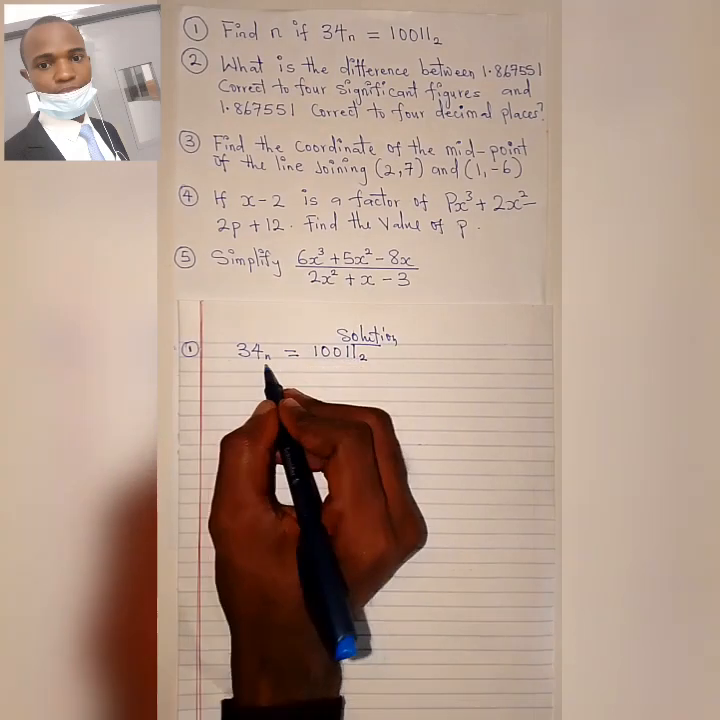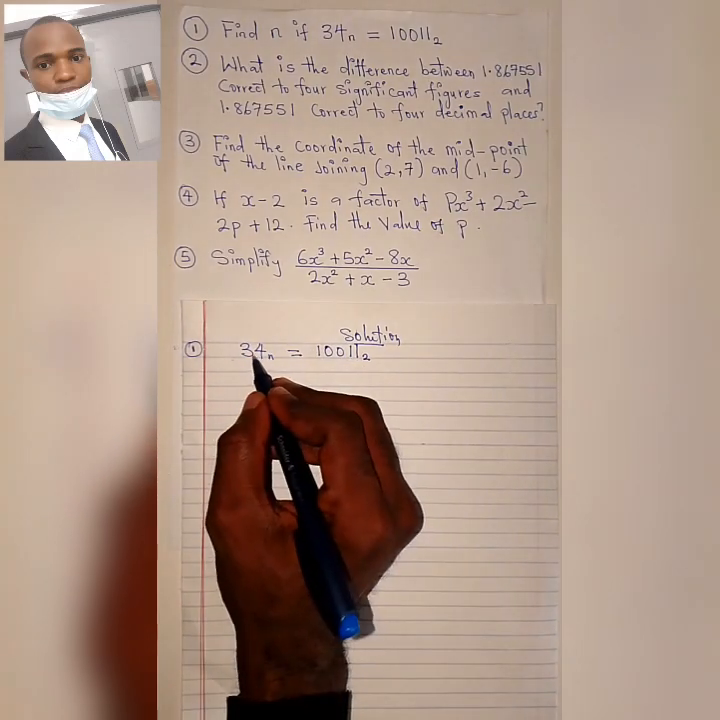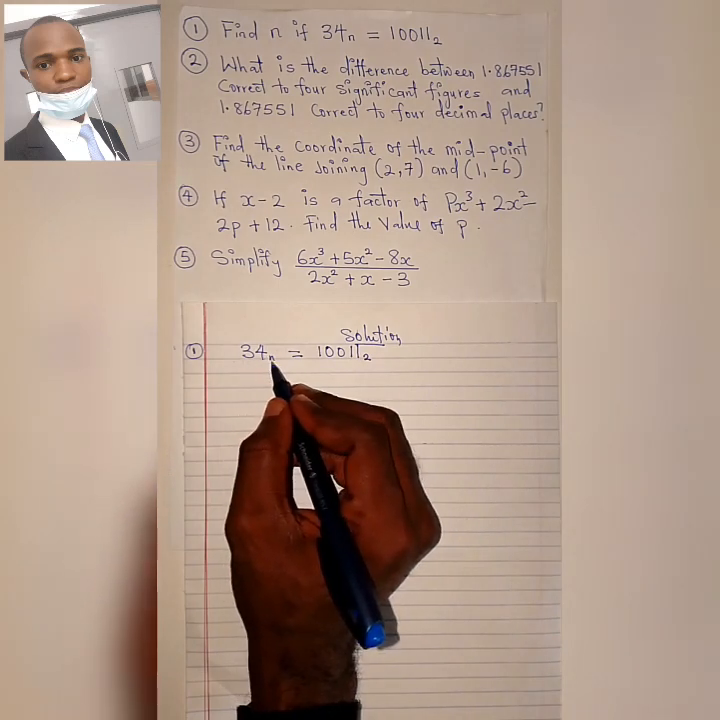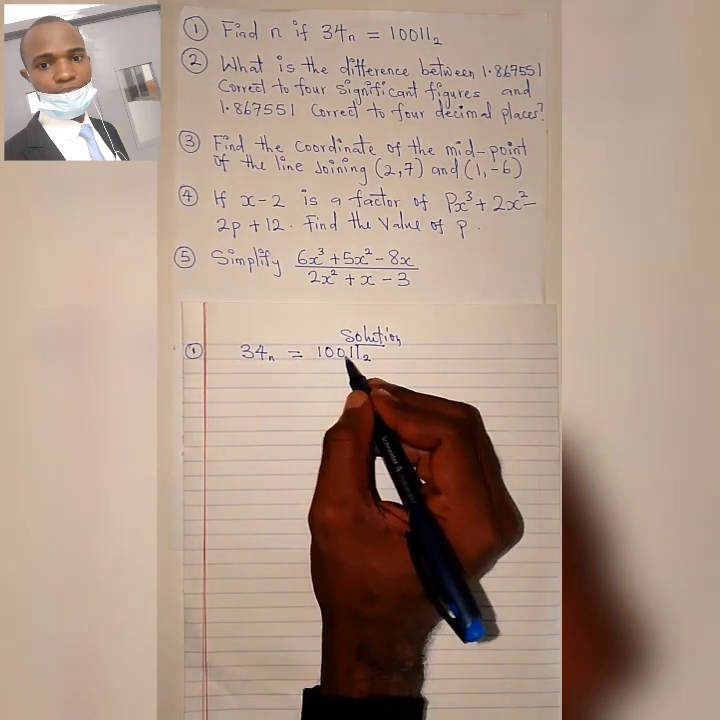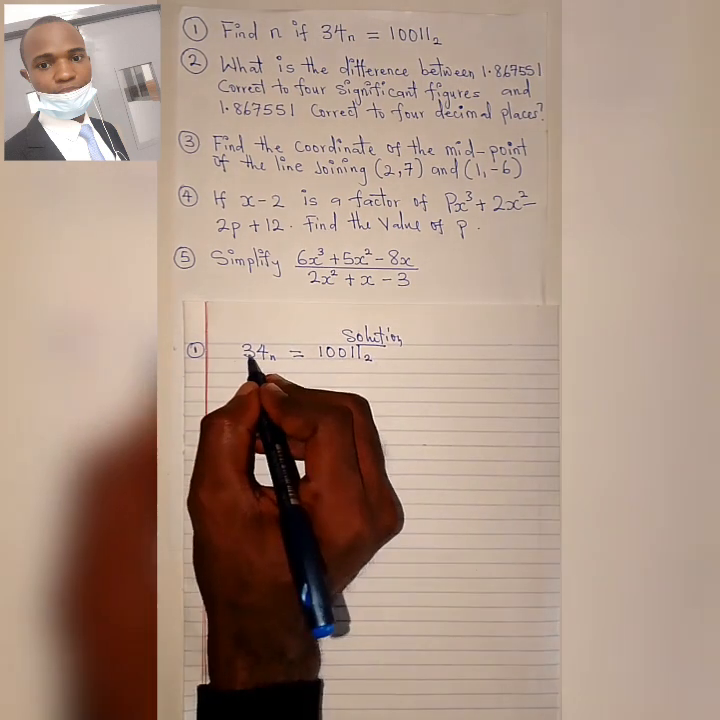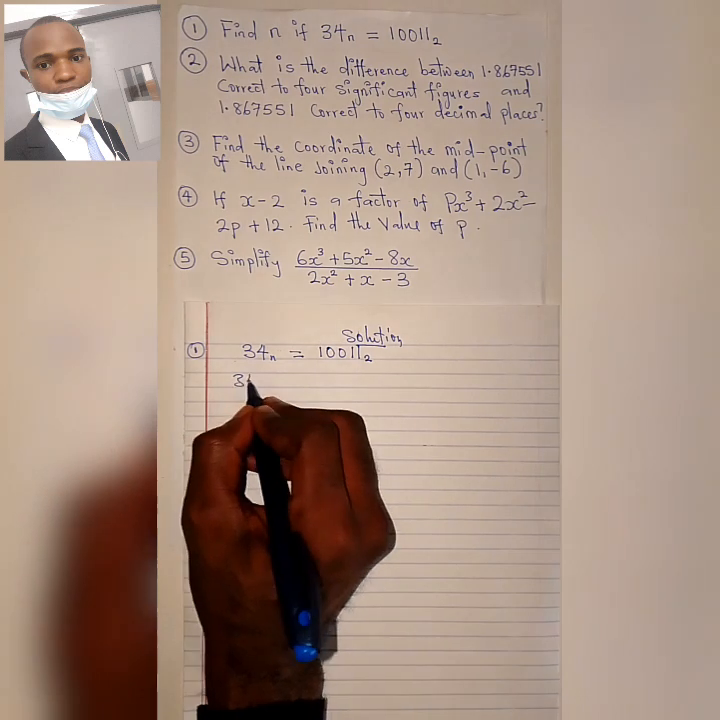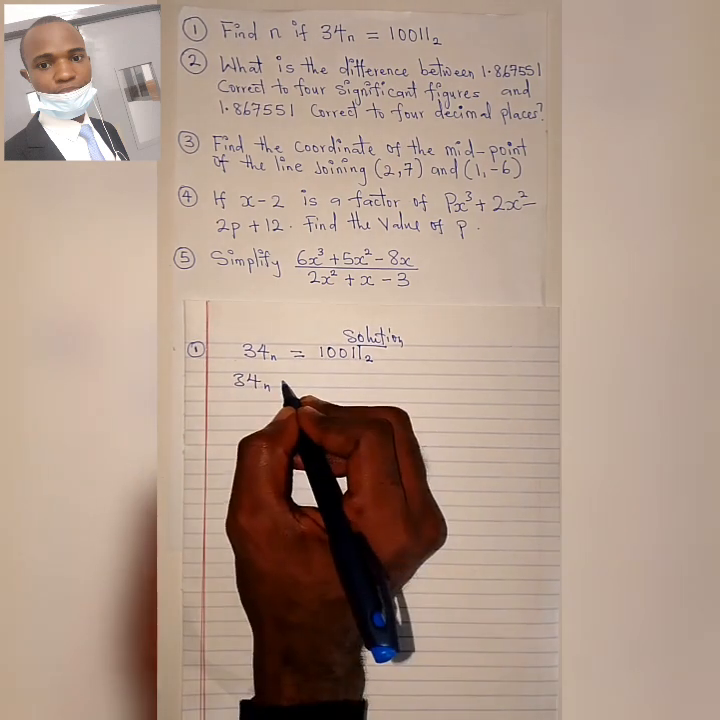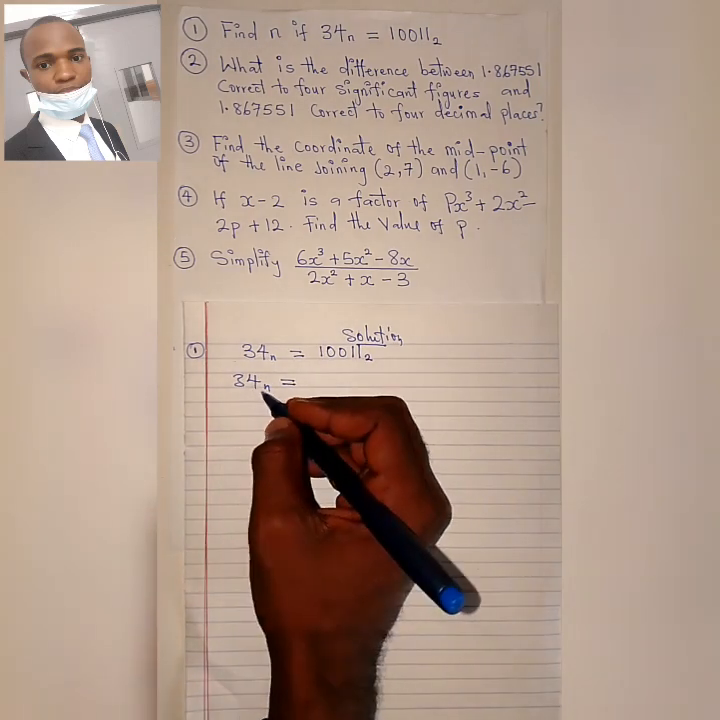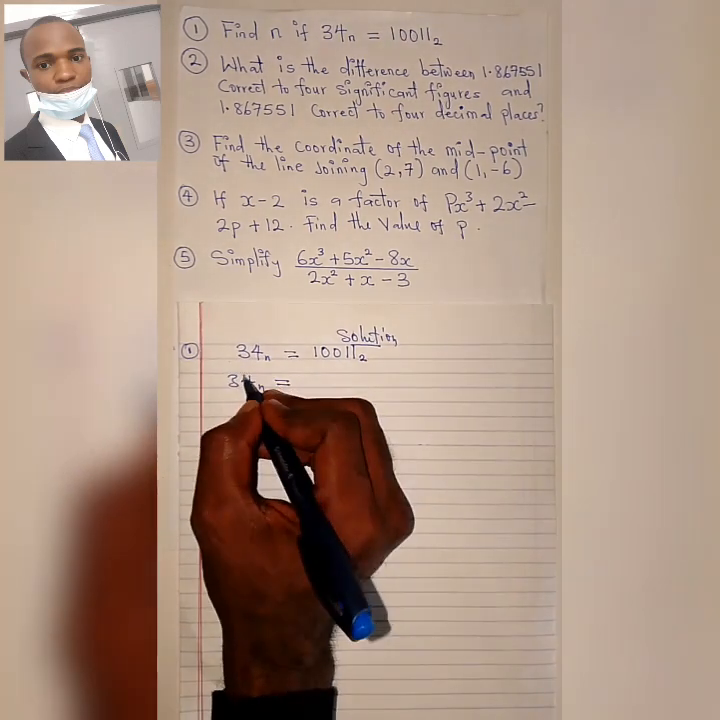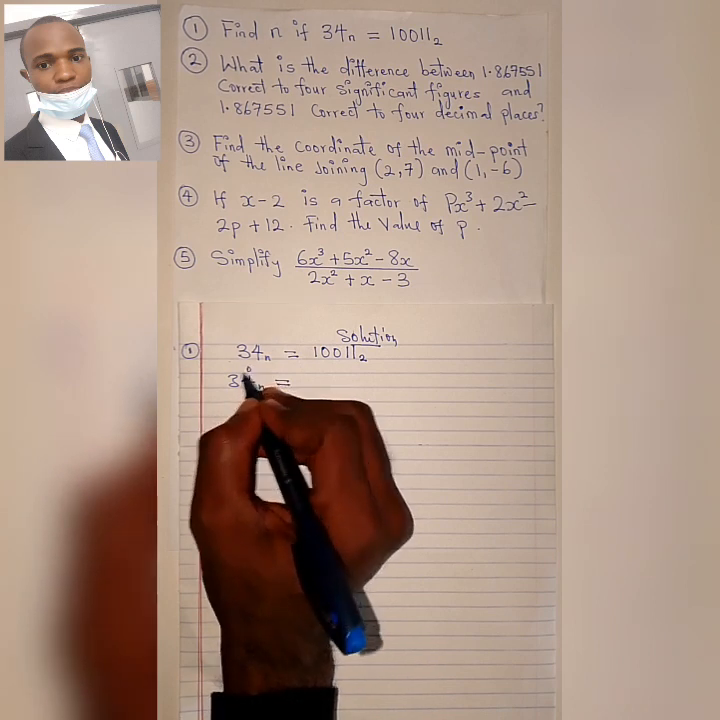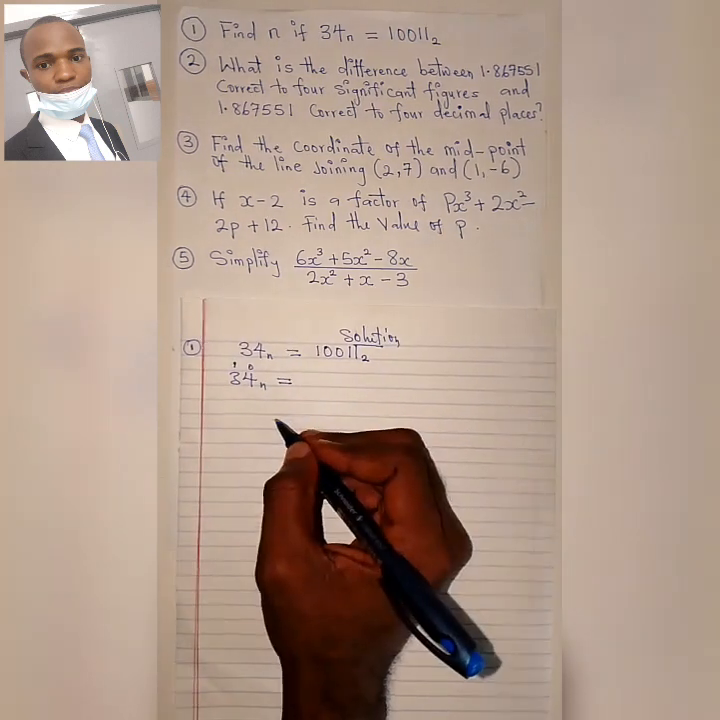Now to find the value of this n, you need to convert these numbers to base 10. Convert 34 to base 10. Convert this 10011 to base 10 as well. So now let's start by converting 34 base n to base 10. Let's label this number 0 and 1.